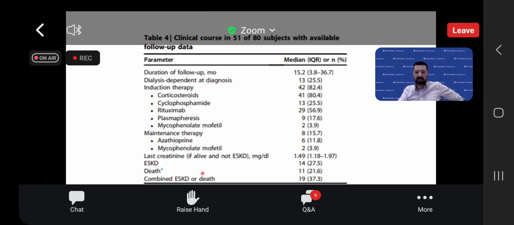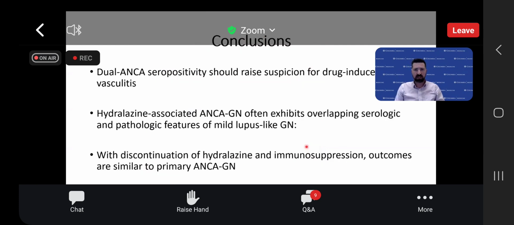That being said, you can see the outcomes here mimic what you expect in a large ANCA series. About 30% of patients went into end-stage kidney disease. There was a mortality rate of around 20%. The combined hard endpoint rate was around 37%. So if you compare this to any large ANCA series, these numbers are about what you would expect. And in this cohort, despite a relatively low incidence of maintenance therapy, the baseline creatinine in the patients who didn't reach one of these hard endpoints was pretty good, about 1.5 milligrams per deciliter.